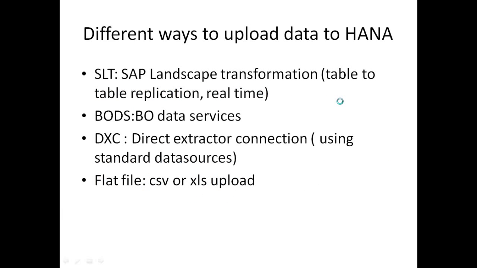So I put together a slide which shows us the different ways to upload data to HANA. So the first one, as I mentioned earlier, is SAP landscape transformation, which is table to table and real time. And then it's the business objects data services. And then it's the DXC, which is the direct extractor connection, which uses the standard data sources of SAP, which it used to transfer data from ECC to BW. So we use those data sources to extract data from other systems into HANA. And then, as I mentioned, flat file is CSV or XLS.